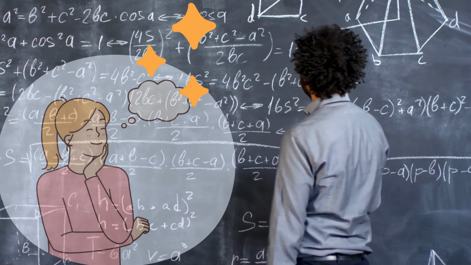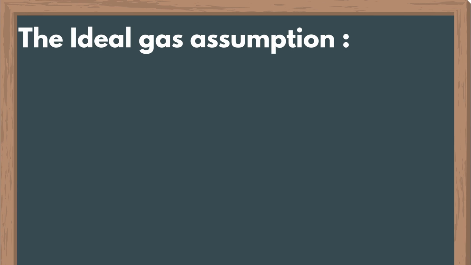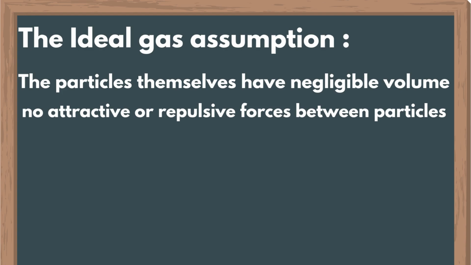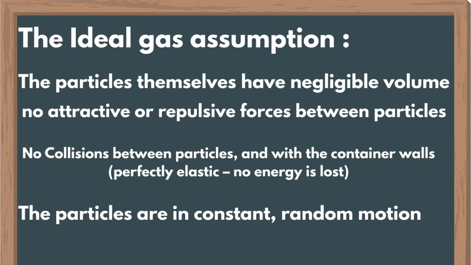The ideal gas law works on an imaginary kind of gas, the ideal gas. Here are the assumptions we make. The particles themselves have negligible volume compared to the container. There are no attractive or repulsive forces between particles. Collisions between particles and with the container walls are perfectly elastic, no energy is lost. The particles are in constant, random motion. Of course, no real gas behaves perfectly like this, but many come close, especially at low pressure and high temperature.